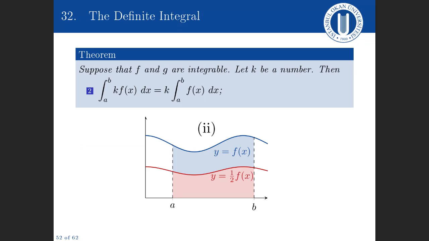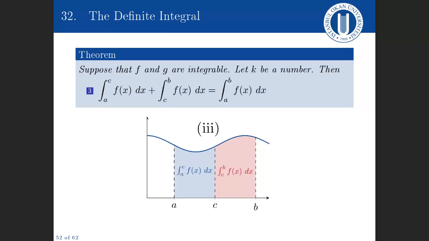Property number 2. The integral of kf is k multiplied by the integral of f. In other words, anytime we have a number inside an integral, we can take it outside of the integral.